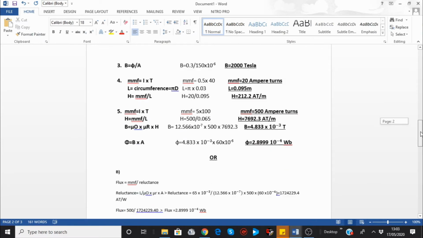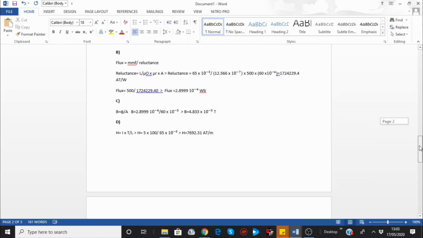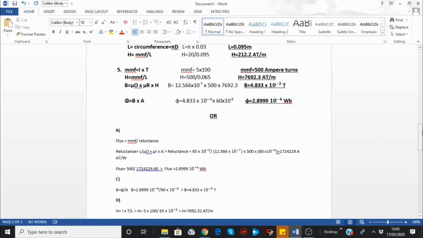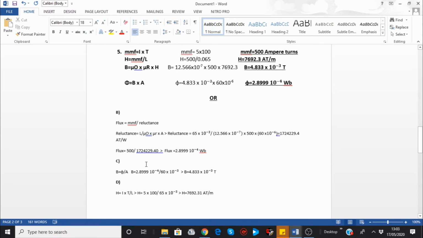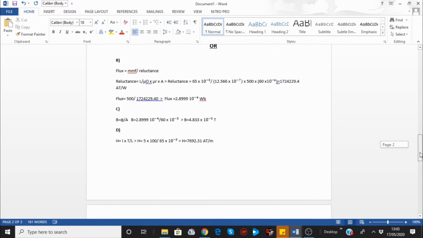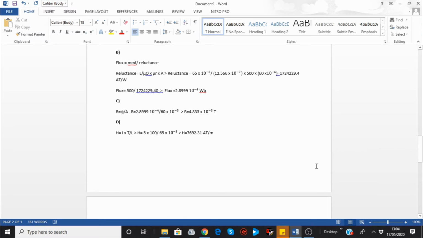So that way would be, for MMF, there's no other way to find the MMF. MMF is I times T, and that is 5 amps times 100 turns. That's 500 ampere turns. That's that. For the other part, I want to use this method first and then go back to that one again.